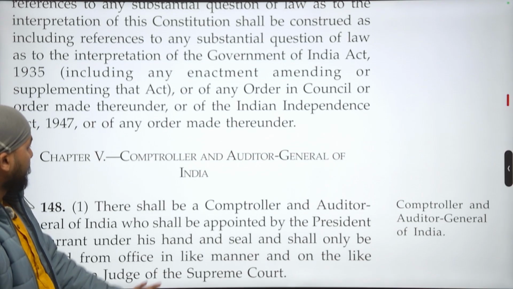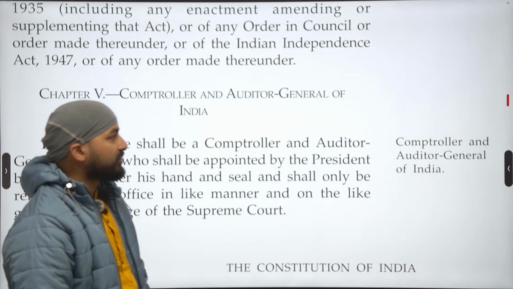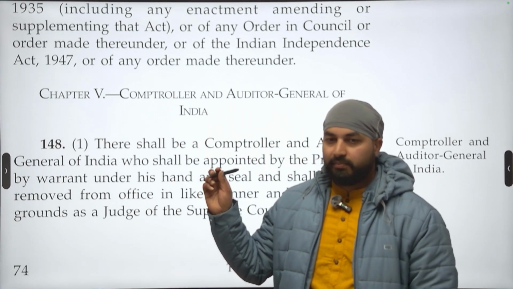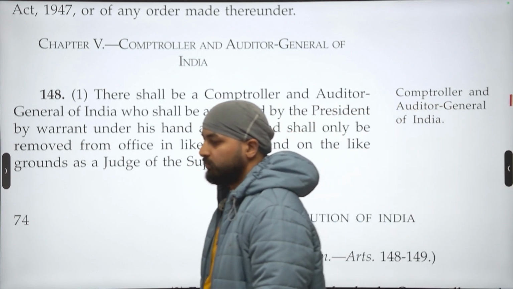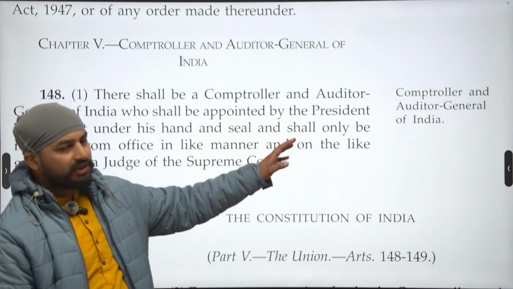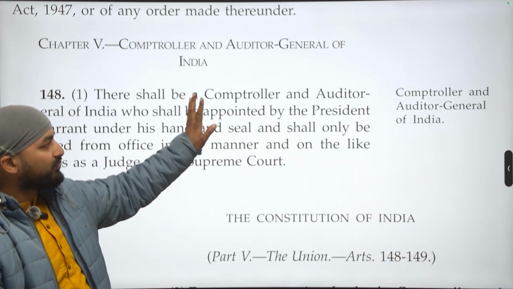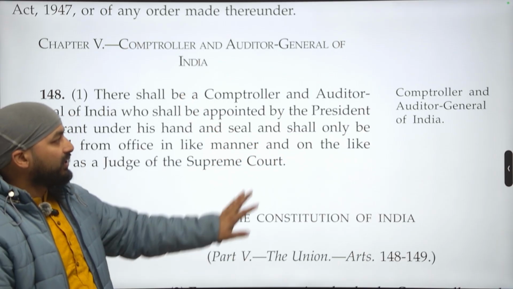Now we will begin with the Comptroller and Auditor General of India, a very powerful body. Okay, a constitutional post. Mostly, 99.99% IAS officers become the head, the CAG.